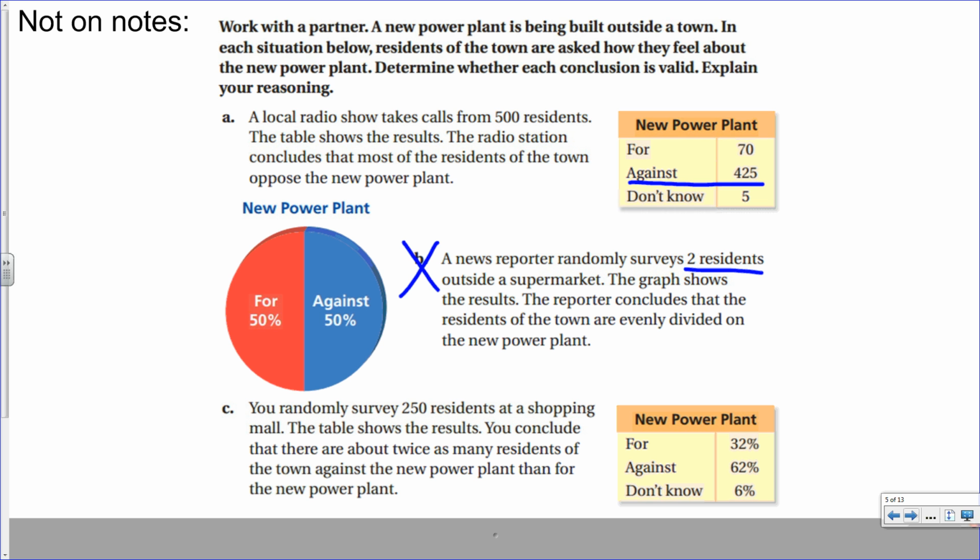So the choices are between A and C. And then actually the most random one would be the 250 outside a shopping mall. The problem with A is that it only takes into consideration people who called in. These 500 people actually called in, so they are very passionate about it. But it's only people who listen to that radio station and who call in, so it's not a random sample.